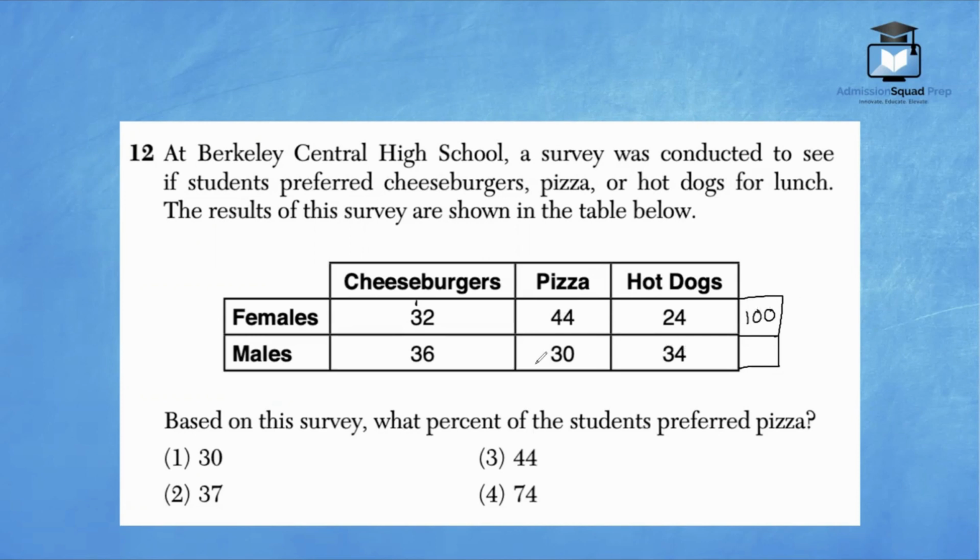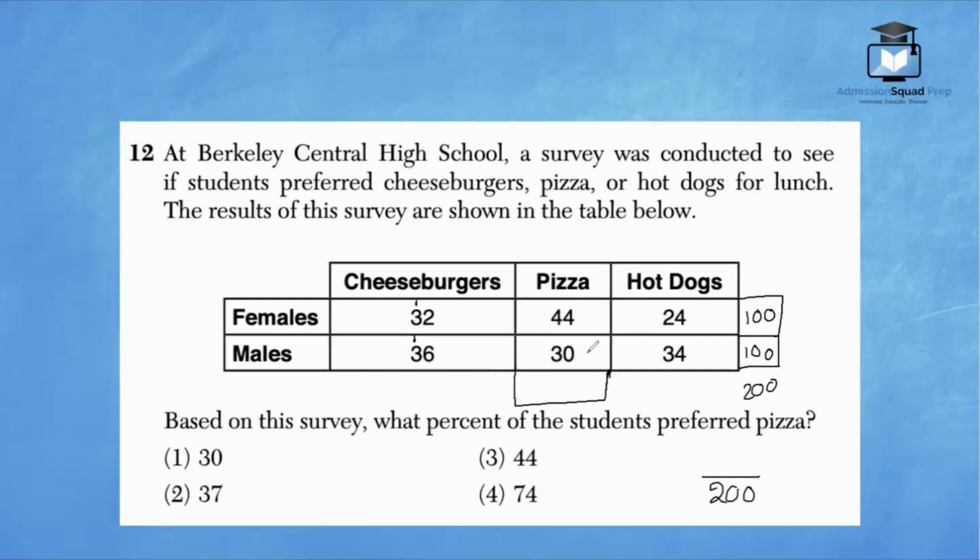For the males, 4 plus 6 is 10. We have 0. We're going to carry the 1. 3 plus 3 is 6, plus 3 is 9, plus 1 is 10. So there are also 100 males. So in total, we have 200 students between the males and the females. The question is, what % of all of the students, which is out of 200, prefer pizza? So what's the total amount of students who prefer pizza?